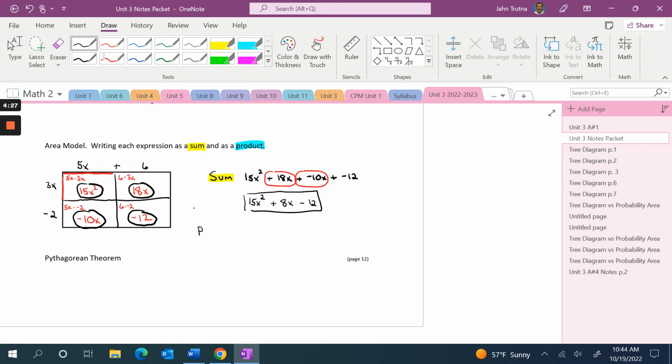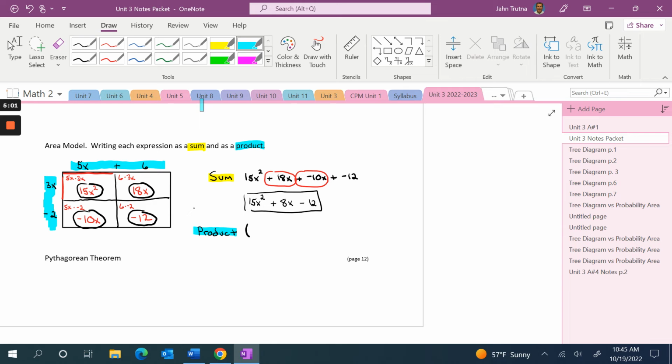Now let's go on to how you express this area model as a product. The word product in math implies that there is multiplication going on. To express this area model as a product, you focus on the outside dimensions of the area model. So you focus on the 5x plus 6 and the 3x minus 2.